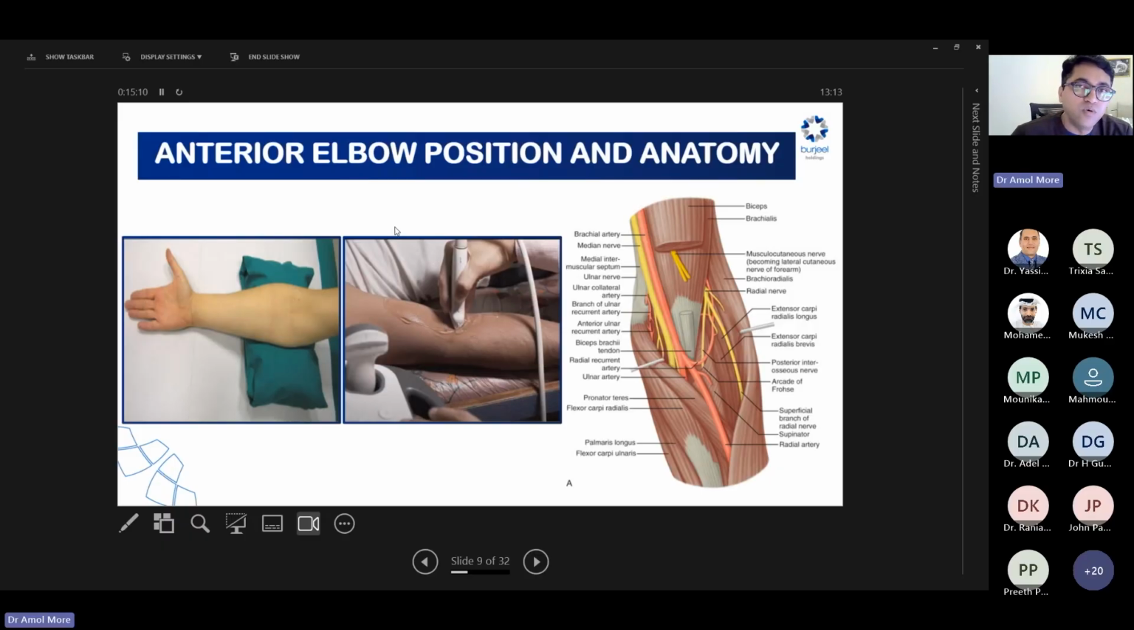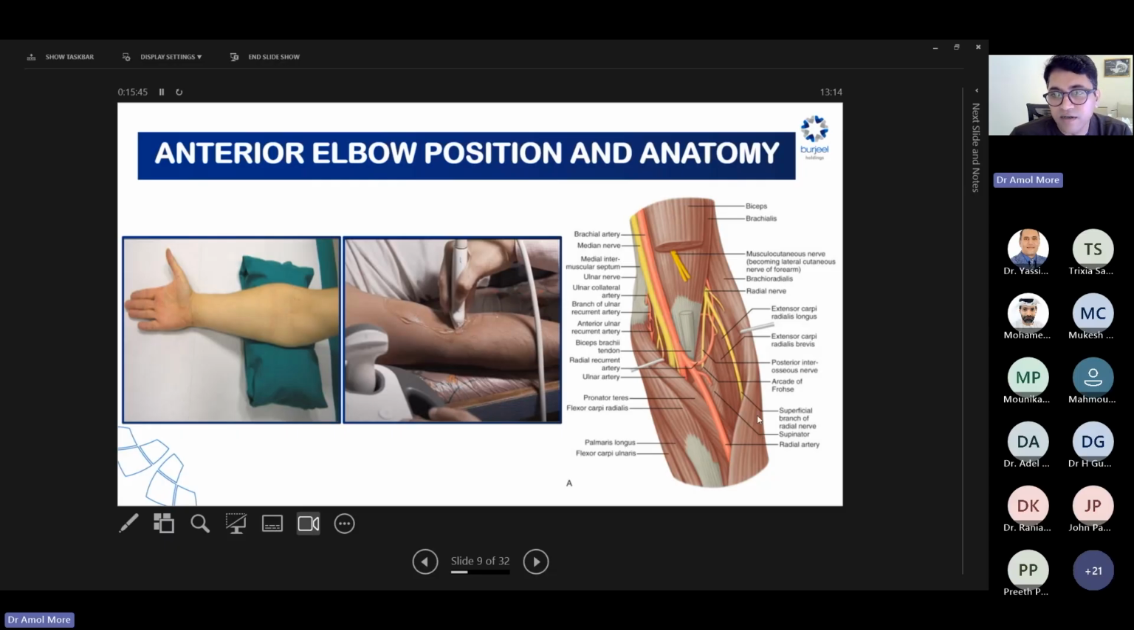So, anterior elbow. For assessment of the anterior elbow, this is the position which we give for the ultrasonographic assessment. Sometimes we give support with a pillow along the posterior aspect of the elbow, or sometimes we do the ultrasound without support. When we start the ultrasound, we start from the distal part of the arm and extend our probe in the transverse plane up to the level of the elbow. We'll see what images we acquire in the coming slides.